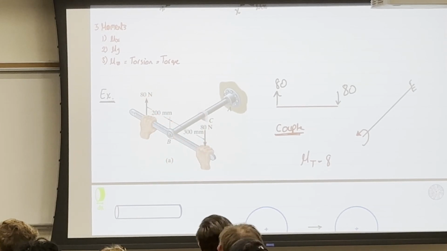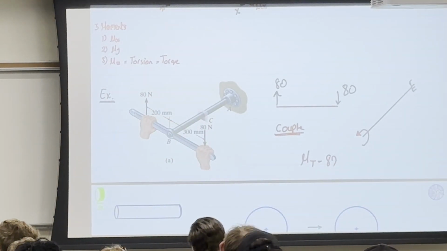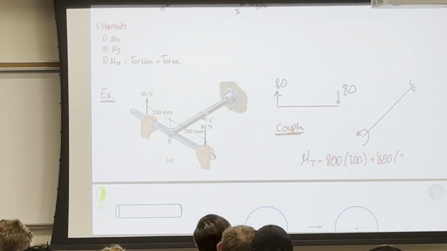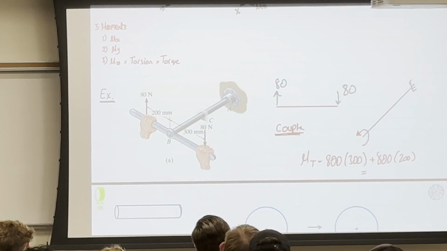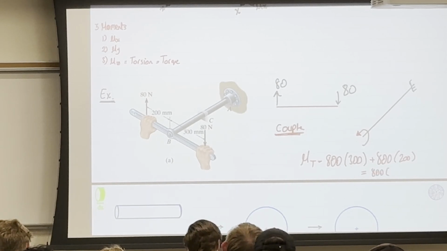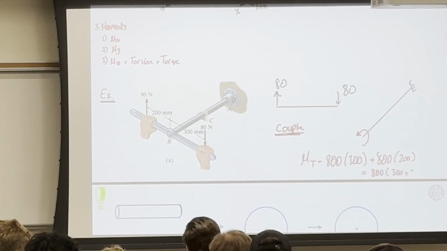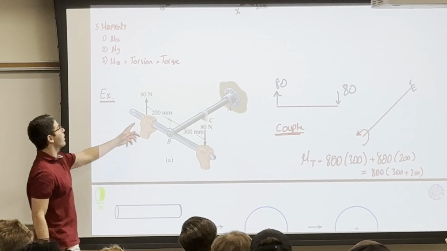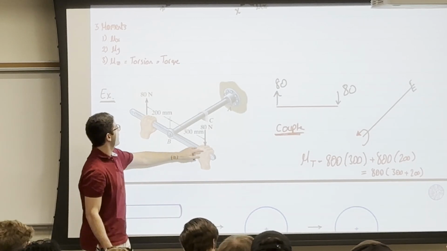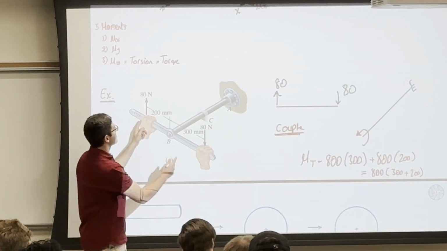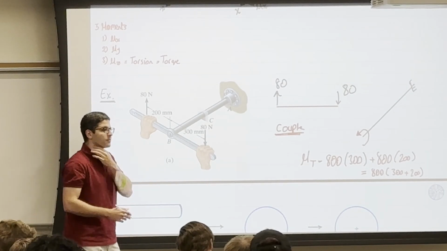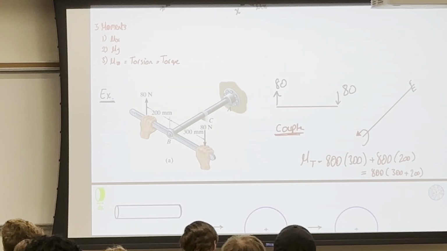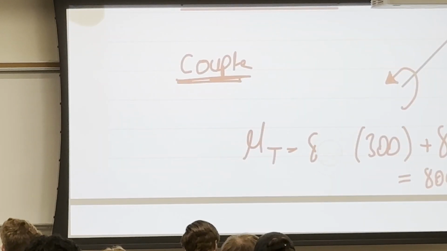They add up. So what I would say is 80 times 300 plus 80 times 200, which in different words, if I took 80 as a common factor, I will end up with 300 plus 200. So if I want to get a torque, you can basically take one of these forces and multiply it by the whole distance between these two forces. Yeah, tell me. Why 800? My bad. It's 80. Thank you.